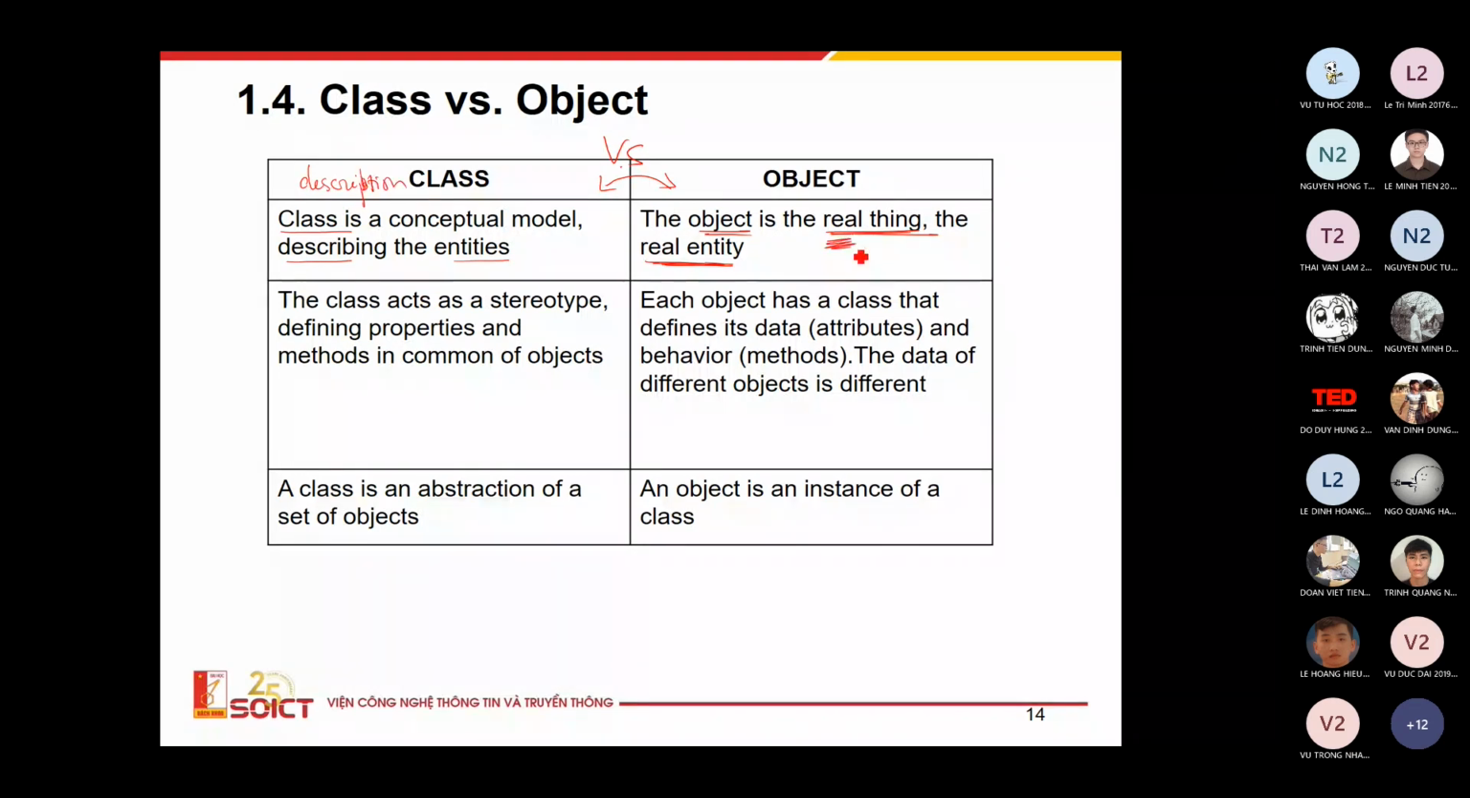Okay, and one thing is the real. Yeah. And the class can act as the stereotype or the prototype, for example. We can use it to define the property and the method of a common object. Okay, and for each object, it will have a class that's defined. Okay, and the data of the object is different. Yeah. And a class is called an abstraction of a set of objects, and an object is an instance of a class. So I think it's clear.